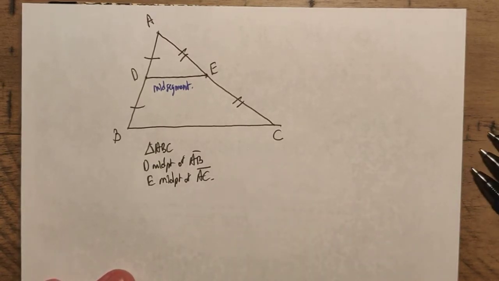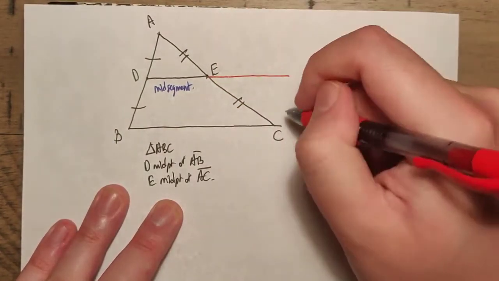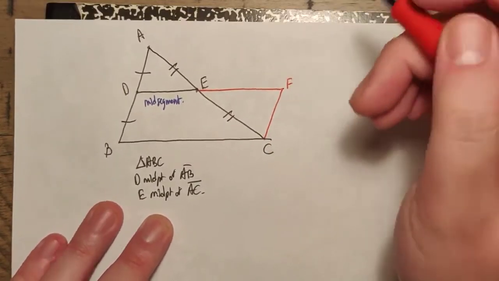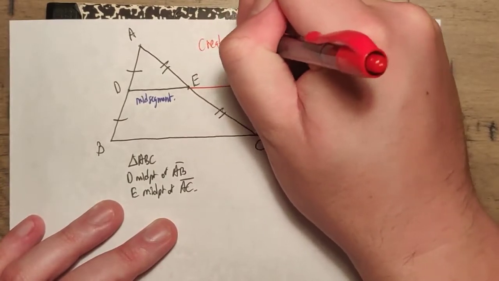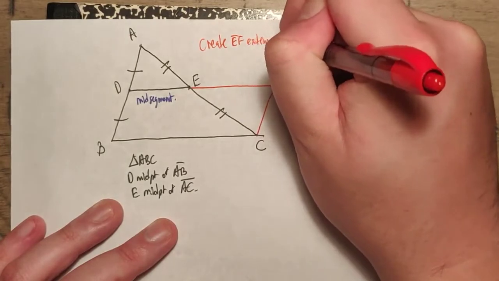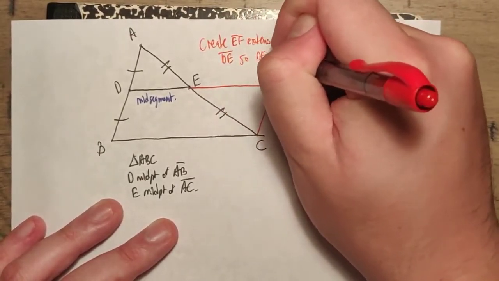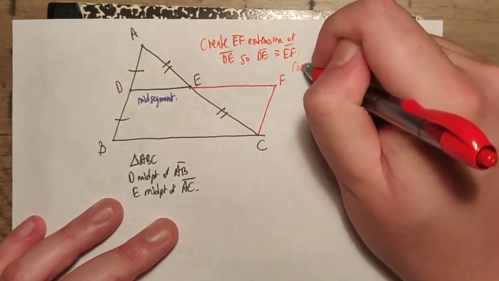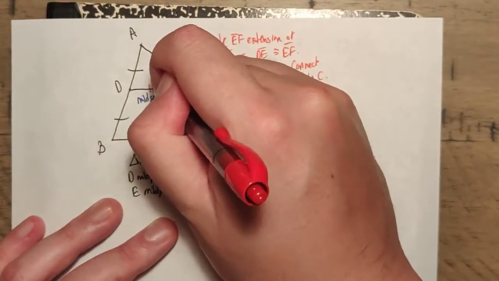I'm going to extend DE its own length. So I'm going to create a new point like this. I'll call this point F. So basically what happened here is I created EF, an extension of DE. So DE is congruent to EF. And then we're going to connect F to C. Okay? So essentially what's going on here is we have this.